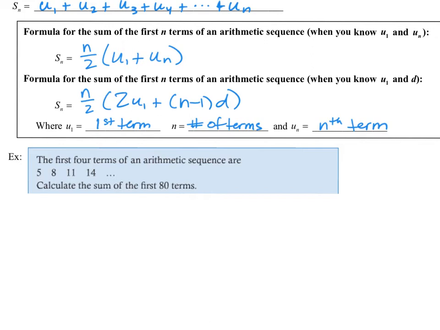Okay, so let's look at our first example. It says the first 4 terms of an arithmetic sequence are 5, 8, 11, 14, etc. Calculate the sum of the first 80 terms.